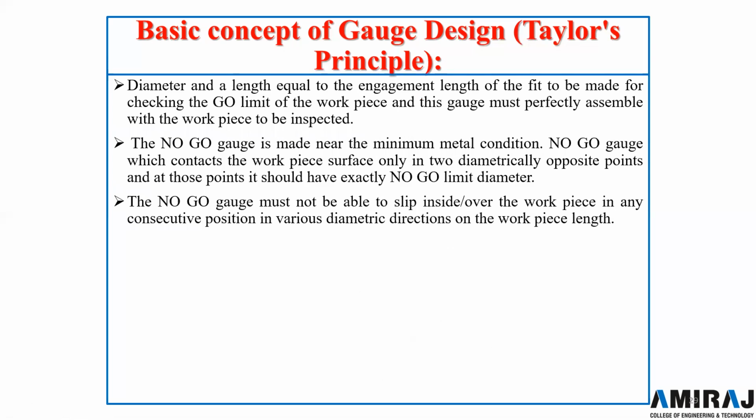Now, the diameter and the length should be equal to the engagement length of the fit to be made for checking go limit of the workpiece, and this gauge must perfectly assemble with the workpiece to be inspected. जो डायमीटर और लेंथ है वो इक्वल होनी चाहिए to the engagement length of the fit to be made for checking go limit of the workpiece, and this gauge must perfectly assemble with the workpiece to be inspected.